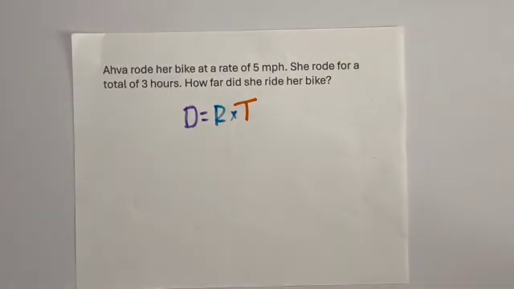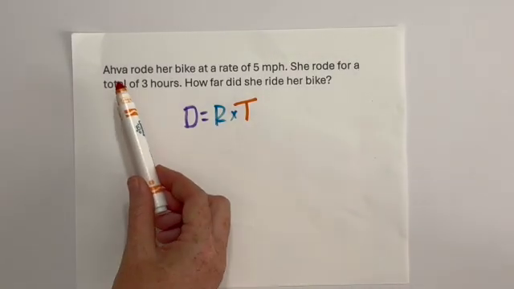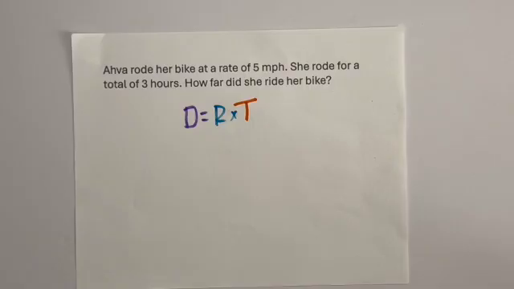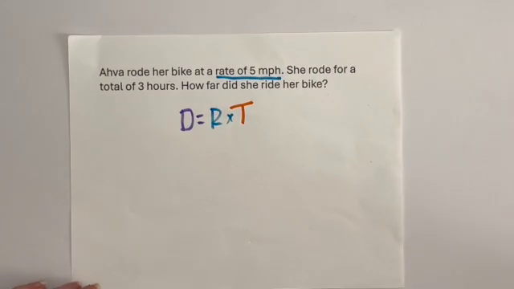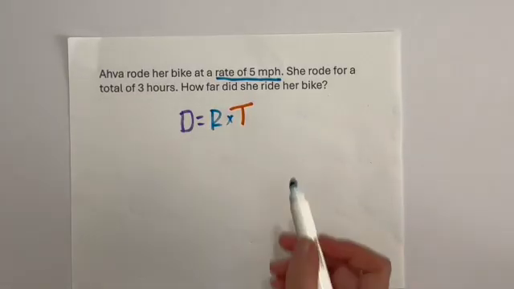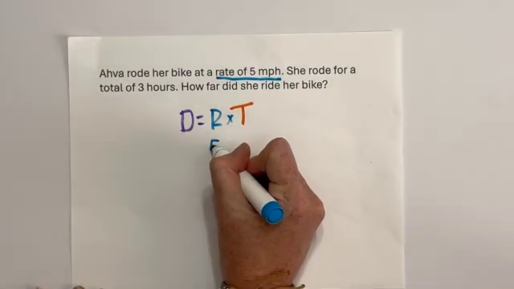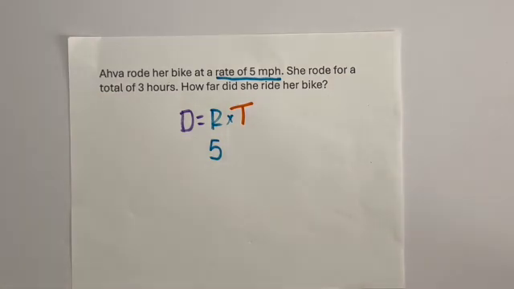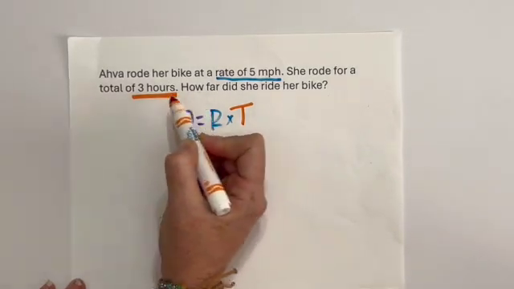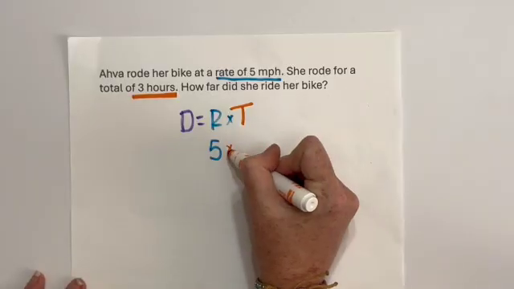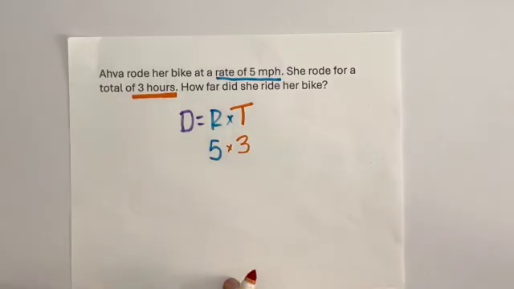Then we are going to go back into our problem and find the information. The first one I come to is that she rode her bike at a rate, that's my key word, rate of 5 miles per hour. So I know that that 5 goes right here with the rate. Then it says she rode for a total of 3 hours. Hours stands for time. So I know 3 goes in for my time.